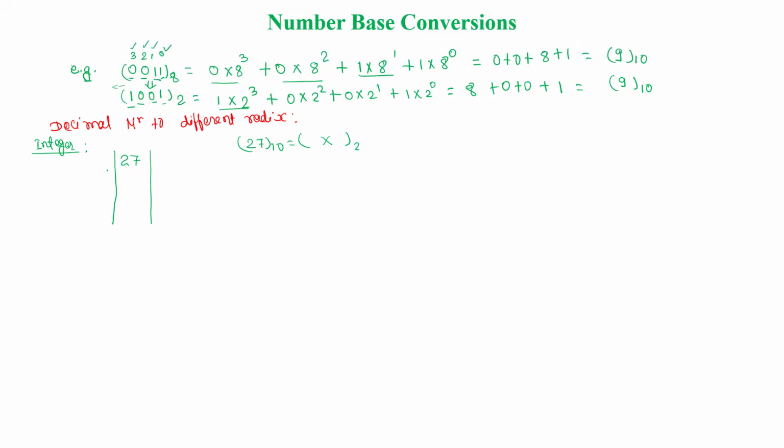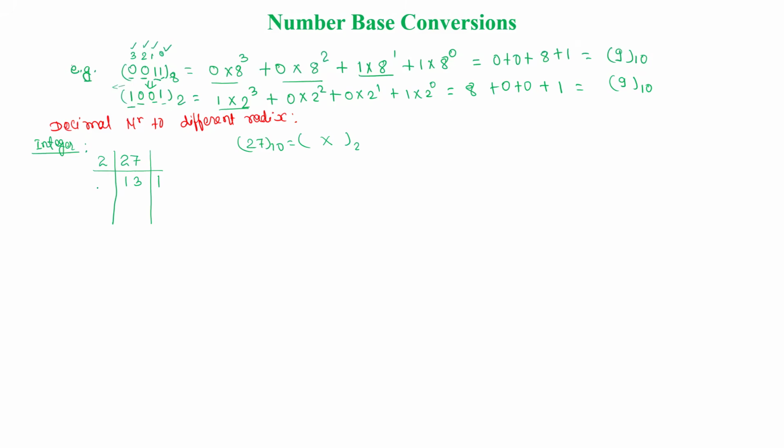This process is easy. The given integer should be divided by the radix. After dividing by the radix, you will get a new quotient and remainder. Again, we divide the new quotient by the same radix until the quotient is lesser than the radix. So here, what is our radix? The radix is 2, so we are going to divide by 2. So we have 27 divided by 2, the quotient is 13 and the remainder is going to become 1.